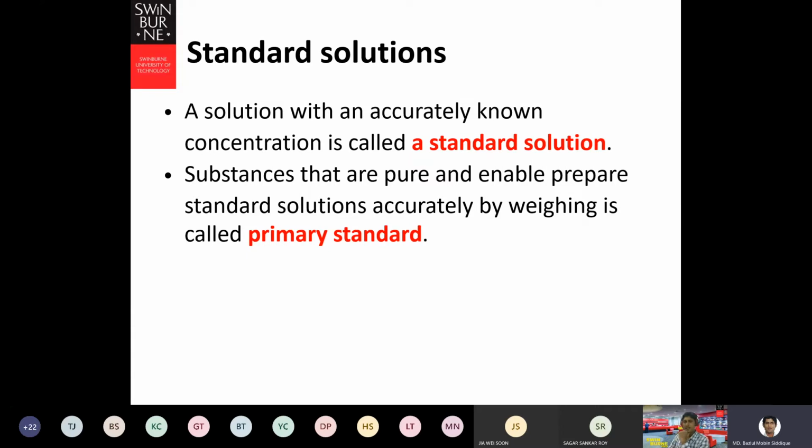Okay, so standard solution. If we go to the lab, that's sodium hydroxide, right? We prepared the sodium hydroxide, we prepared the HCl, how to make the solution, and how much should we weigh it and then dissolve in the water.